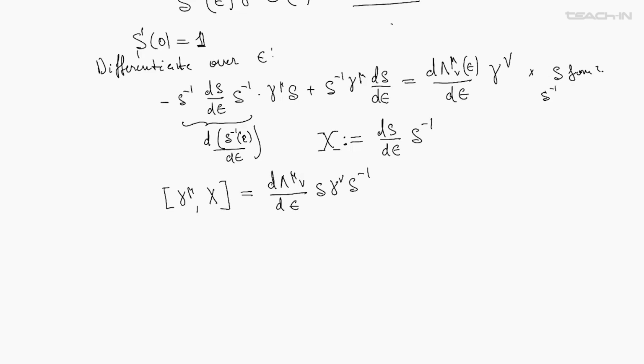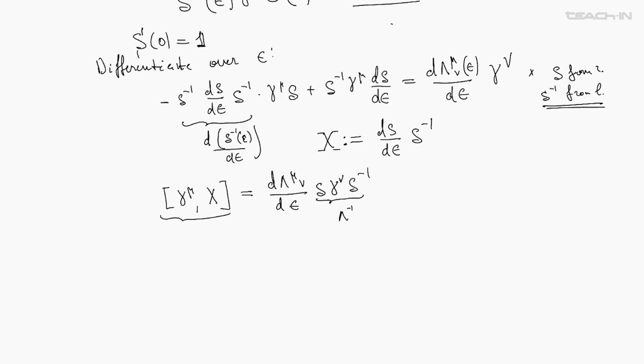And then the left-hand side reduces to a commutator of gamma mu with such x. And the right-hand side is what I'm writing down here. S gamma nu S minus 1 comes from these multiplications. And then this S gamma nu S minus 1 is actually nothing but, let's write it this way, lambda minus 1 nu rho gamma rho.